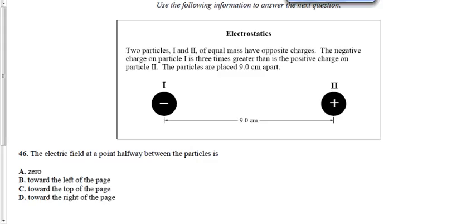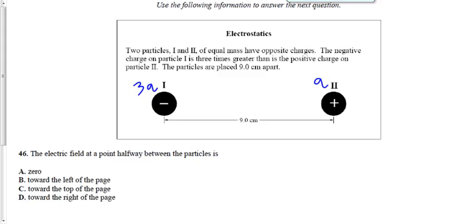This one says two particles, 1 and 2, of equal mass have opposite charges. The negative charge on particle 1 is 3 times greater than the positive charge on particle 2. So let's keep this straight now. They've got it labeled negative and positive. That's a good thing. But we know that if this one's Q, then this one would be 3Q. It's 3 times the value of the charge on charge number 2.